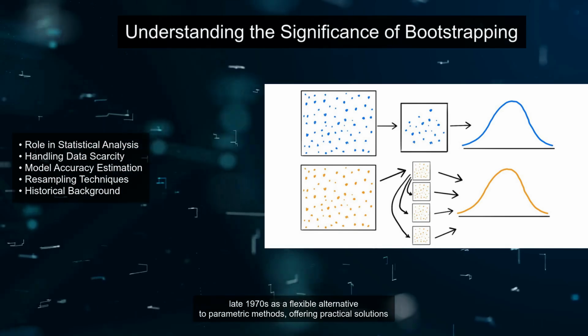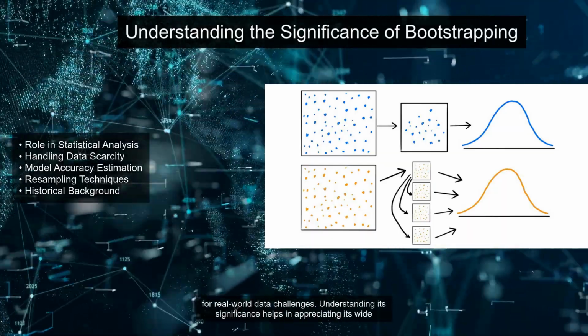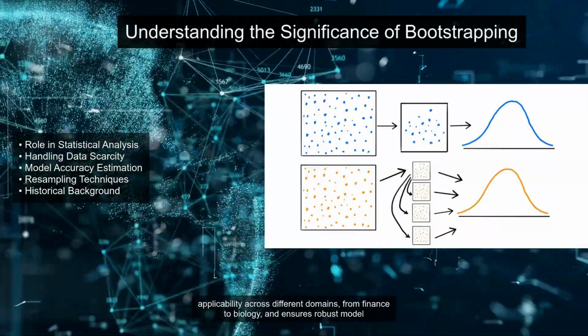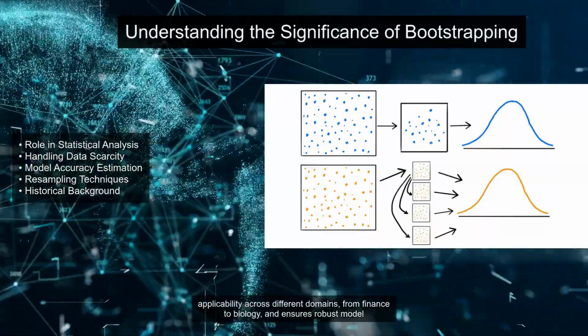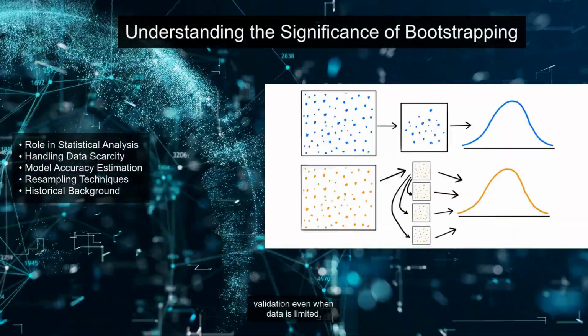The technique emerged in the late 1970s as a flexible alternative to parametric methods, offering practical solutions for real-world data challenges. Understanding its significance helps in appreciating its wide applicability across different domains, from finance to biology, and ensures robust model validation even when data is limited.